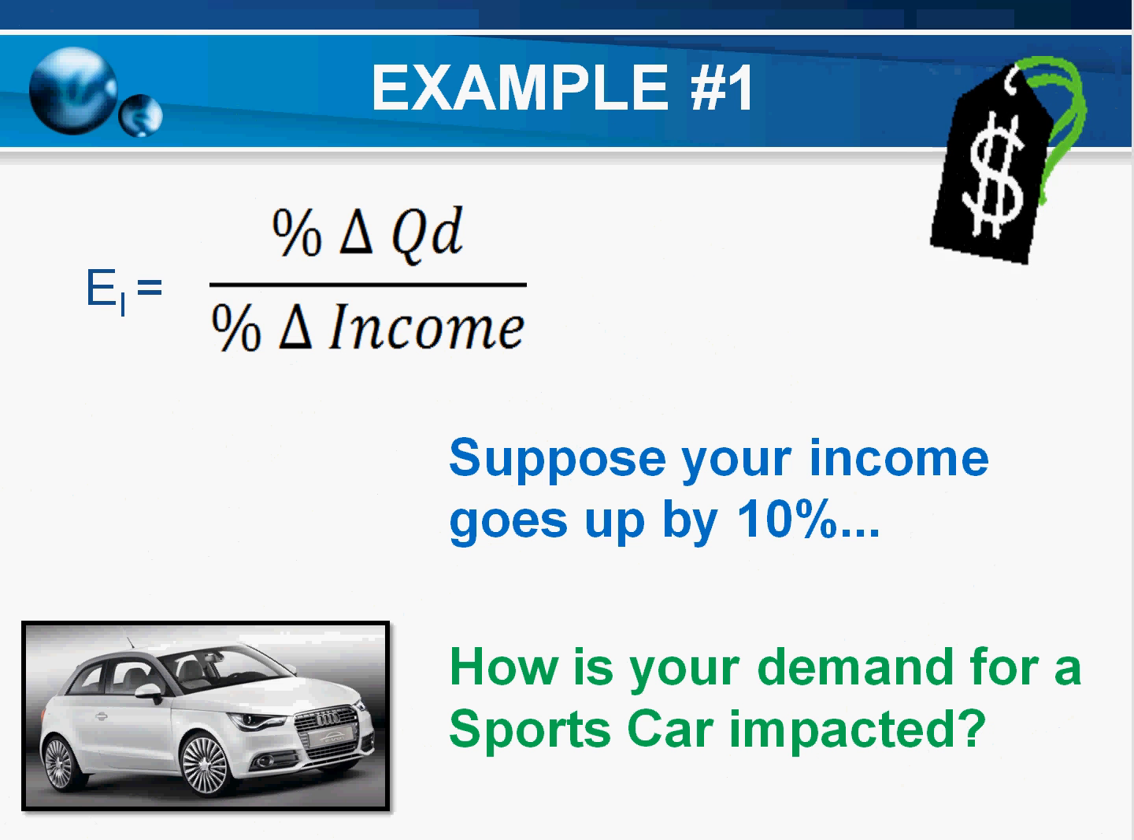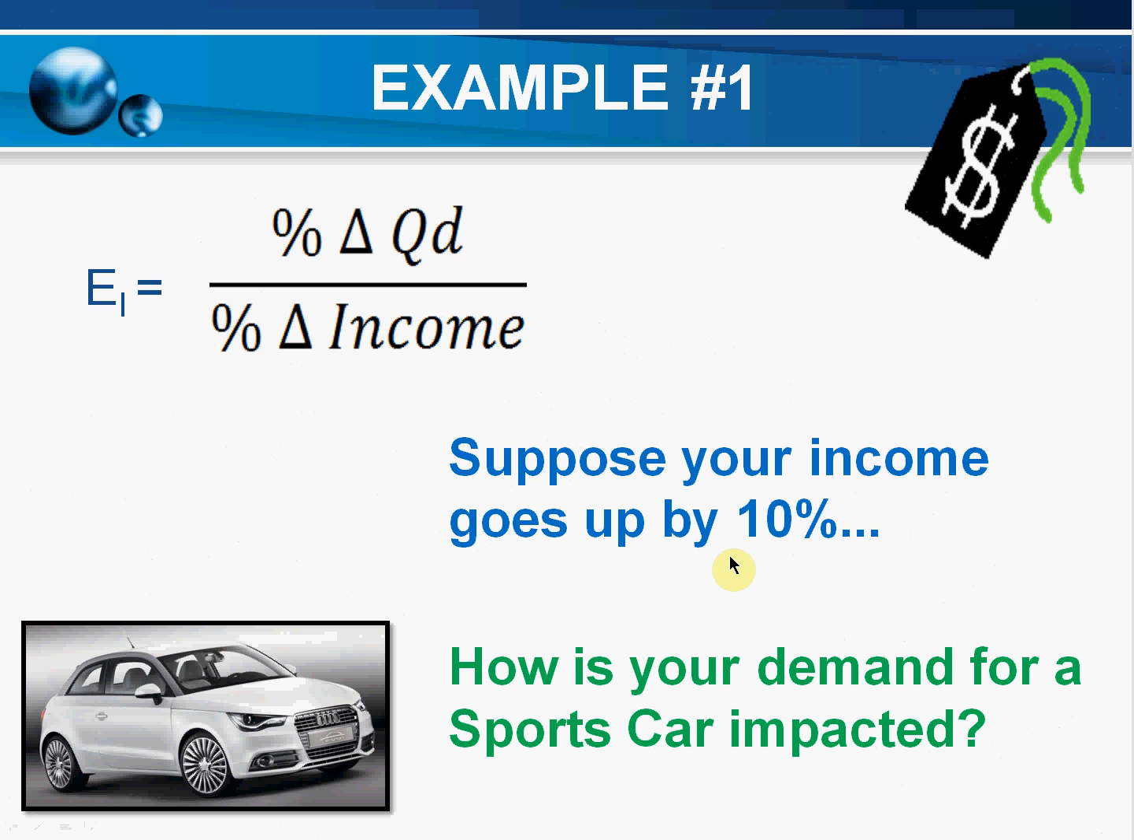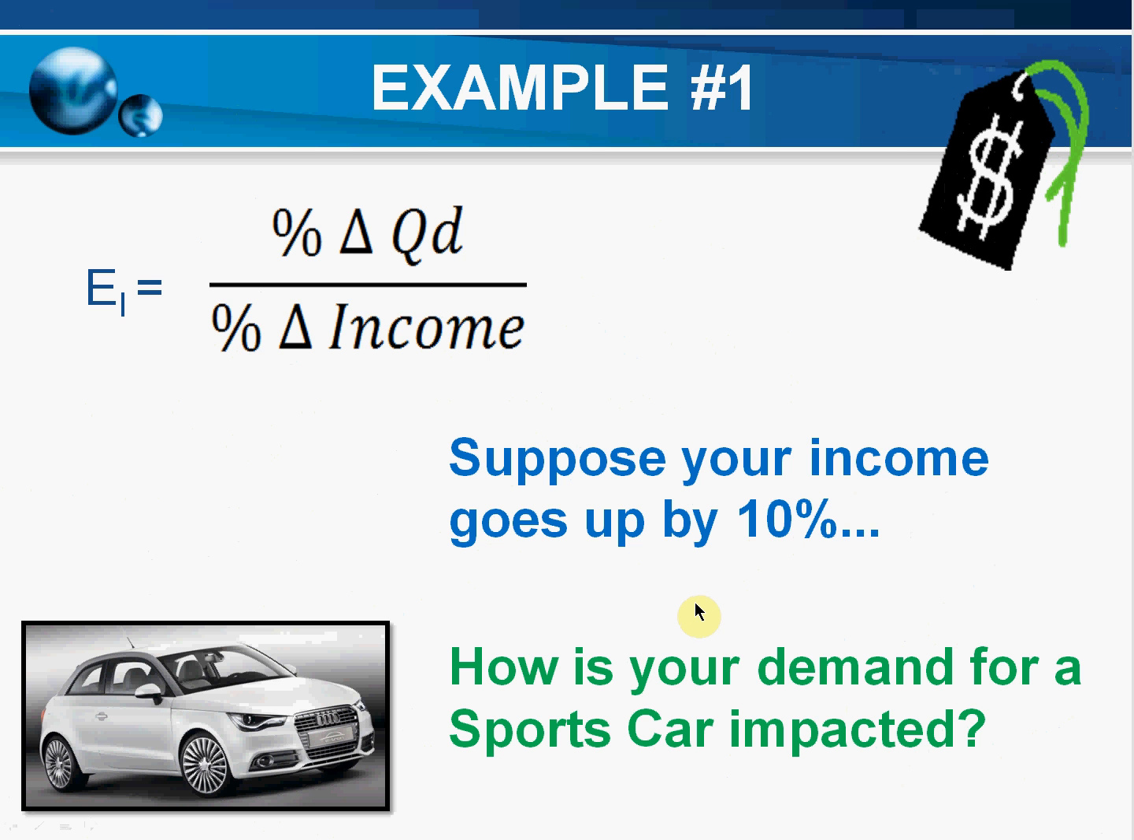Let's look at a couple of examples. Suppose your income goes up by 10%. How does this influence your demand for a sports car? Now, you can think about this on an individual level. You can also think about it on an aggregate level, meaning when you combine all of the individuals together and take their average behavior, what does the typical person's demand do in this situation?